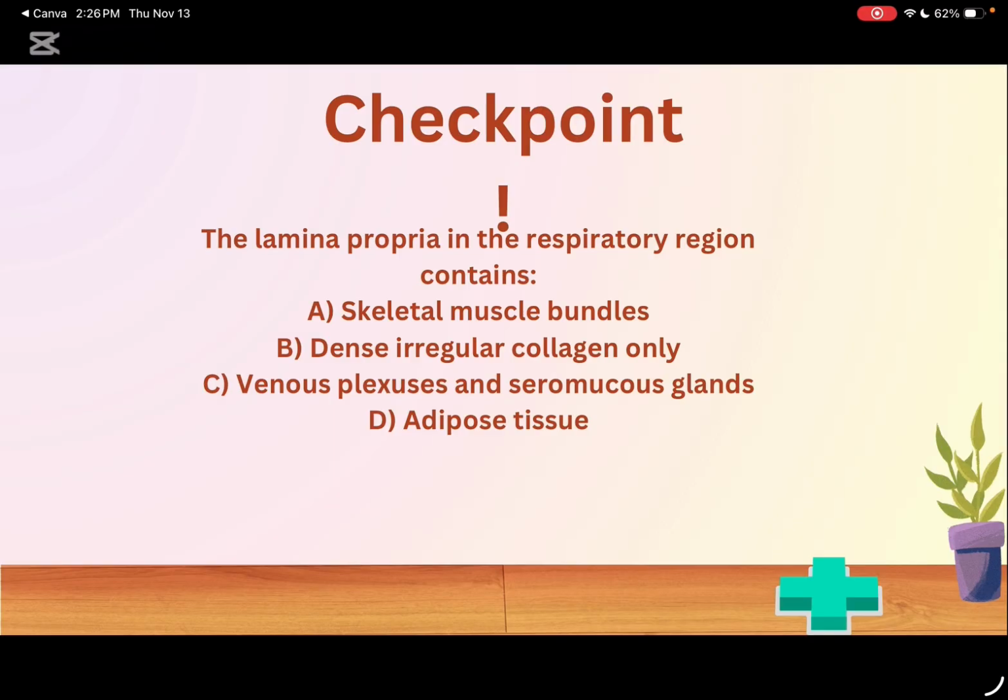So the lamina propria in the respiratory region contains what? I'll leave this question for you guys. The lamina propria in the respiratory region contains venous plexuses and serous mucus glands. I told you this is very important.